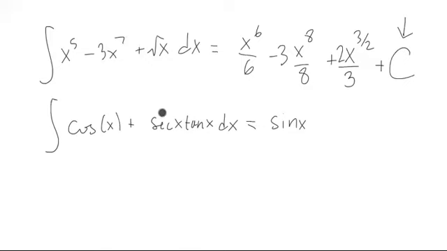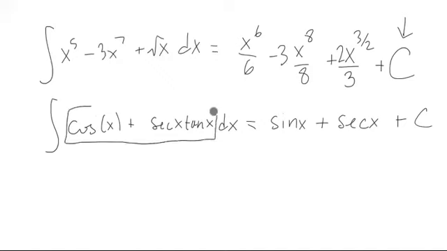Secant x tangent x, think of derivative rules backwards. That is the derivative of secant. So we say plus secant x, and then we put a plus c, and we're done. We have successfully taken the general antiderivative of cosine x plus secant x tangent x, which is called the indefinite integral.